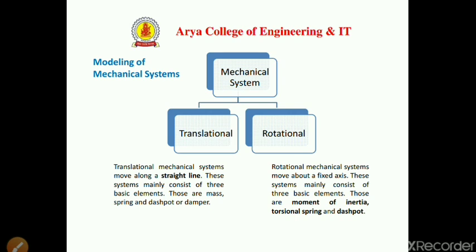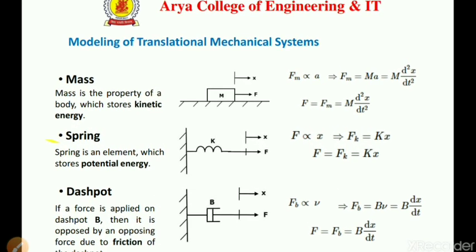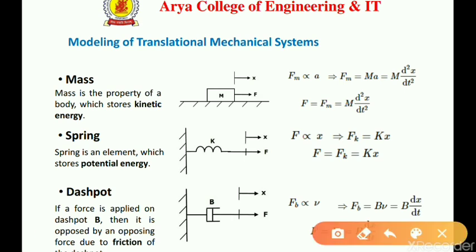So let's start with the basic elements of translational mechanical system. The first one is mass. Mass is the property of a body which stores kinetic energy. Okay, now zoom in. You can see in this image there is a body which has a mass m, and we have applied a force F in this direction, and the movement x is in the same direction.